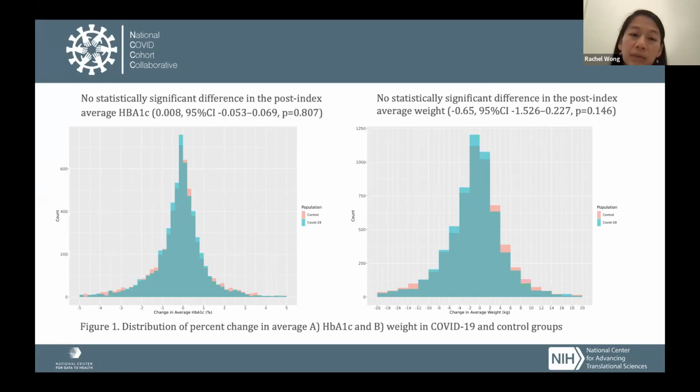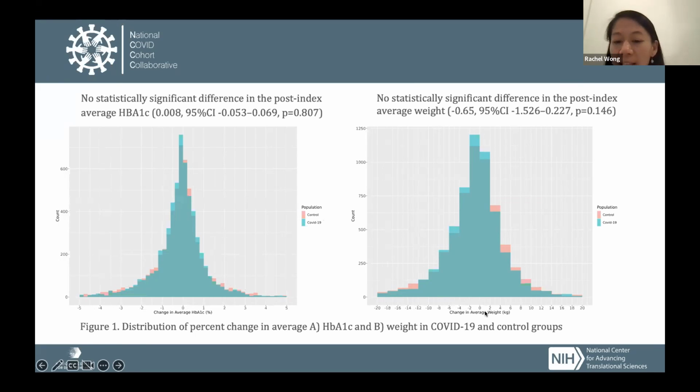In terms of the distribution of percent change in A1C and weight, we wanted to make sure that there weren't just patients at the tail ends having these wide differences. This is a plot of the distribution of change in hemoglobin A1C with the controls superimposed over the COVID-19 patients. And what you see here is that they really look identical. They're lining up very nicely, meaning that at the population level, in the middle and at the extremes, it's the same distribution of hemoglobin A1Cs.